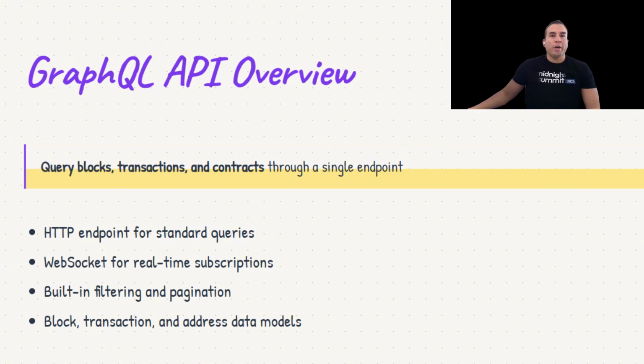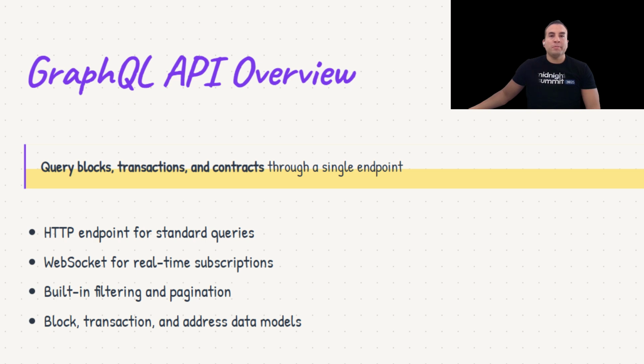The GraphQL API is your main interface to indexed data. Let me break down what it gives you. HTTP endpoint for standard queries. You send a POST request with your GraphQL query. You get back JSON. Simple as that. We will run some script commands in the hands-on section.